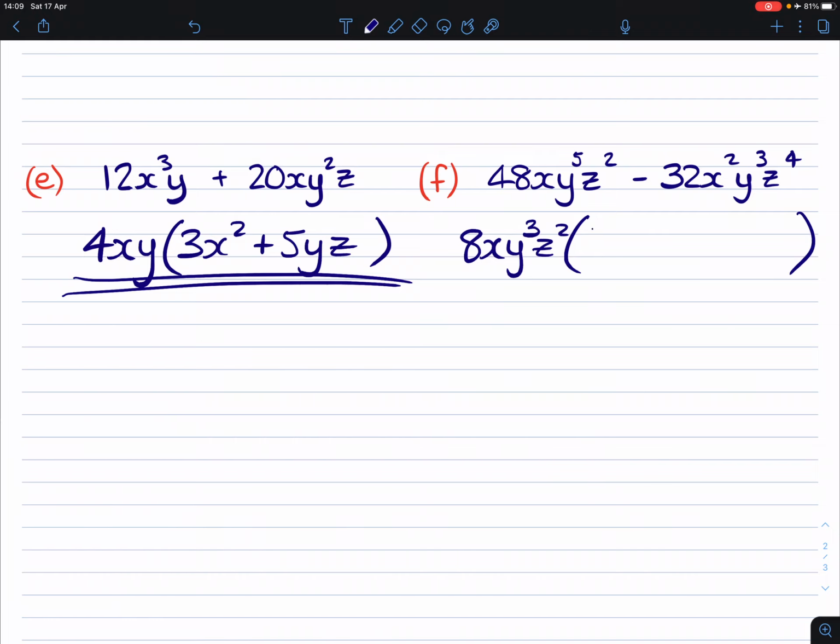48 divided by 8 is 6. X divided by x is gone. Y to the power of 5 divided by y cubed leaves us with a y squared. Z squared divided by z squared is gone, minus 32 divided by 8 is 4.